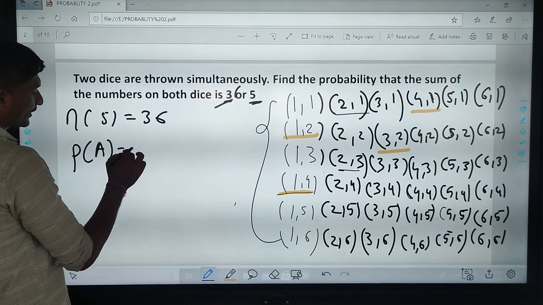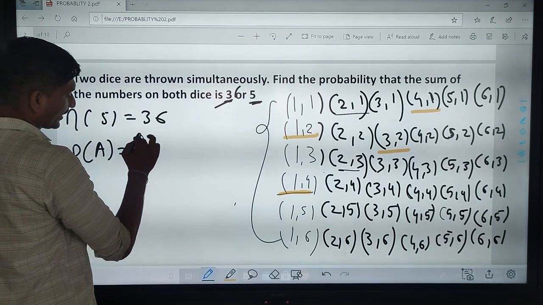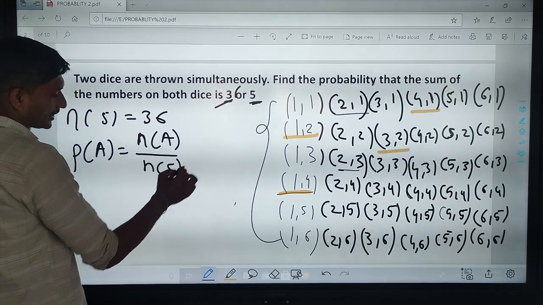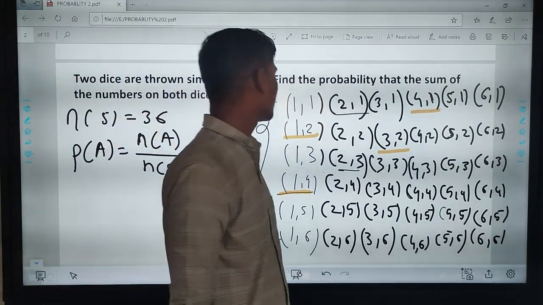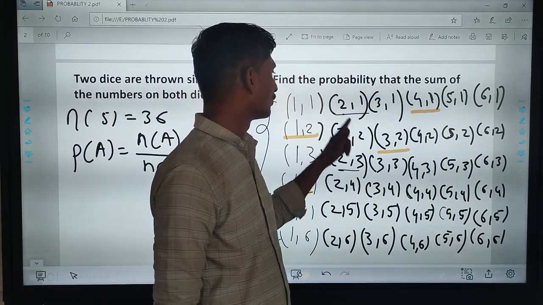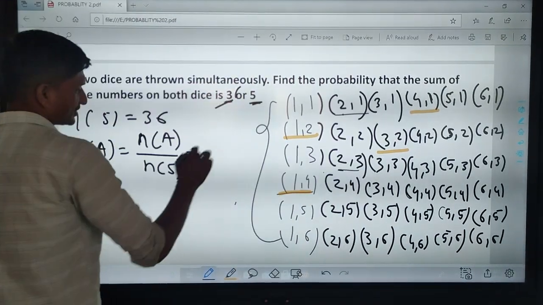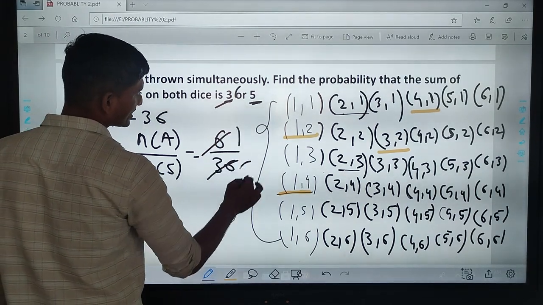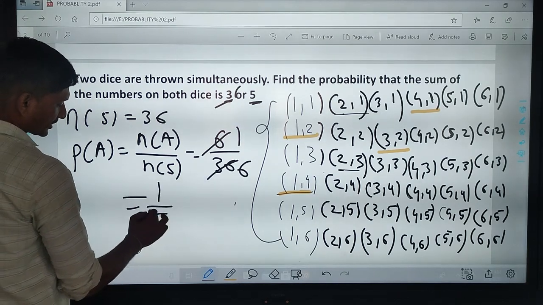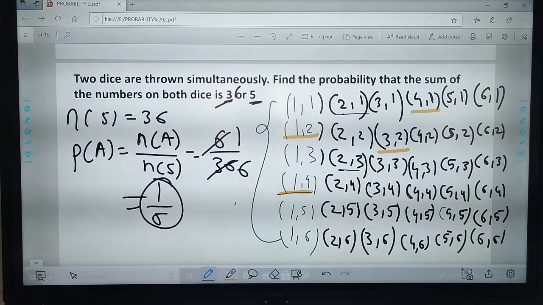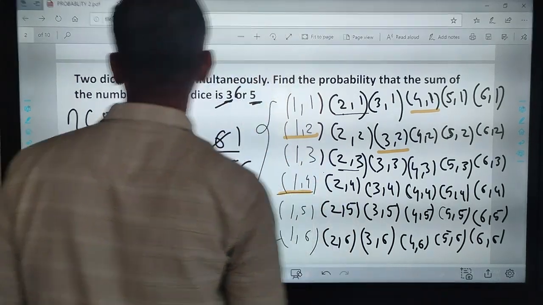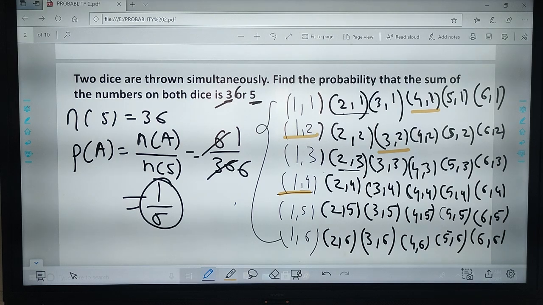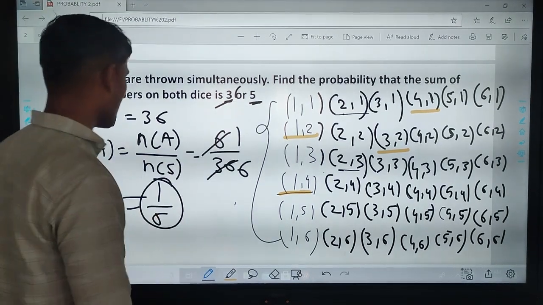P of A, probability of A, is equal to n of A divided by n of S. Now your event contains 1, 2, 3, 4, 5, 6 samples out of a total of 36 samples. Then 6 over 36 is 1 by 6. Now the probability of getting sum 3 or 5 is 1 by 6.